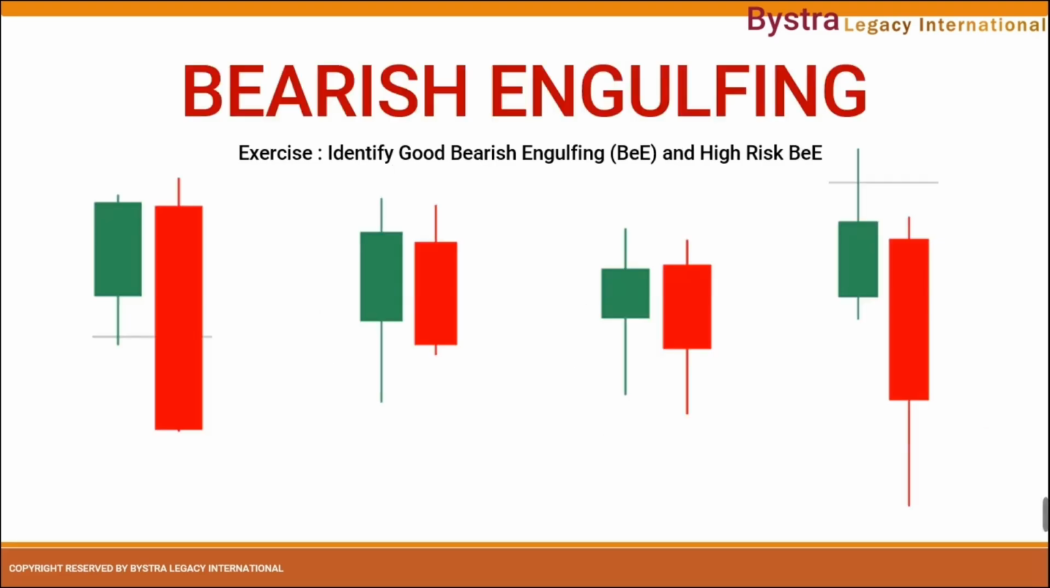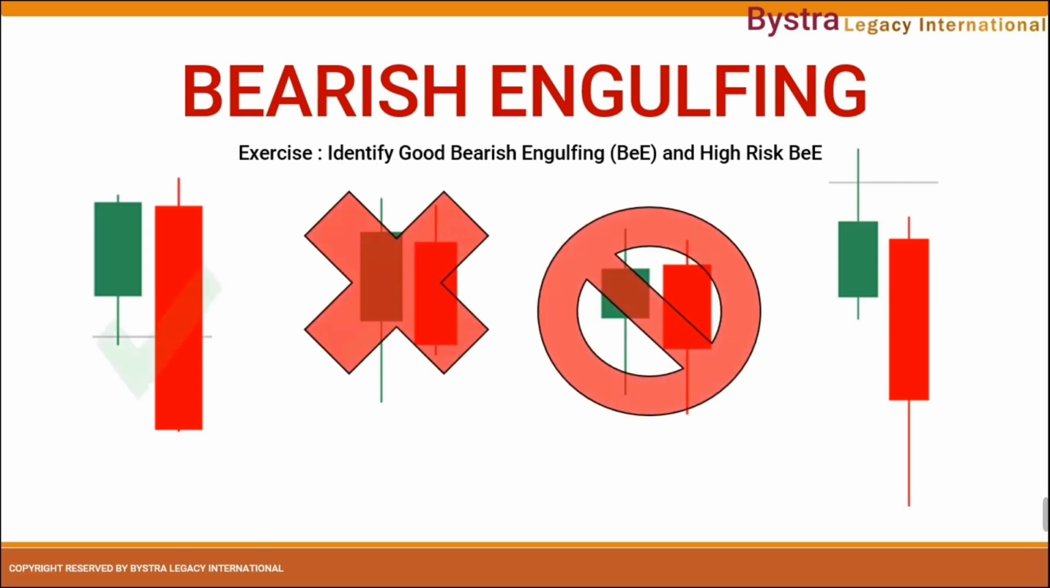Let's look at the answer now. Yes, both centers are the high risk and the no-no bearish engulfing, whereas the most left and the most right are the good bearish engulfing. Did you get it right this time? If you do, I would like to say congratulations to you. Yes, you made it. But if you don't again, it's okay. Just keep on practicing until we get it right.